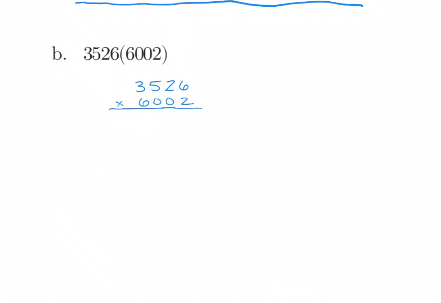So if we go ahead and multiply this, starting on the right, we get 2 times 6 is 12. Carry the 1. 2 times 2 is 4, and 4 plus 1 is 5. 2 times 5 is 10. Carry the 1. 2 times 3 is 6, and 6 plus 1 is 7.